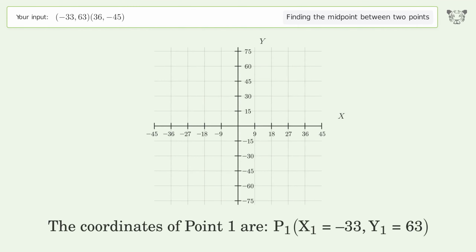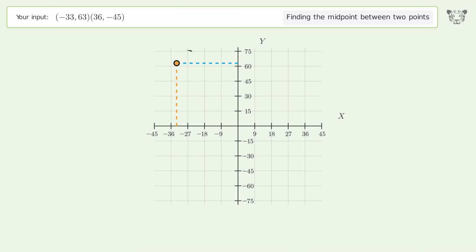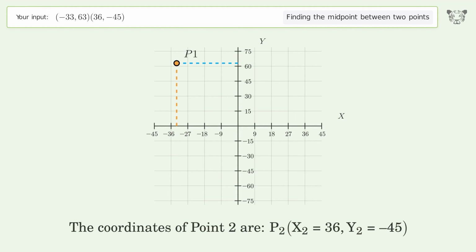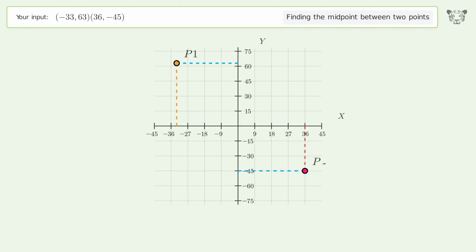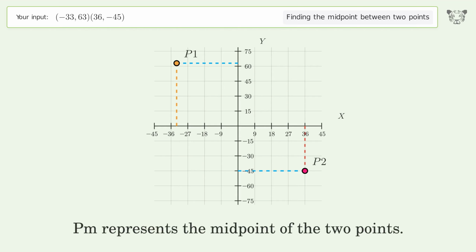The coordinates of point 1 are, x1 equals -33, y1 equals 63. The coordinates of point 2 are, x2 equals 36, y2 equals -45. PM represents the midpoint of the 2 points.